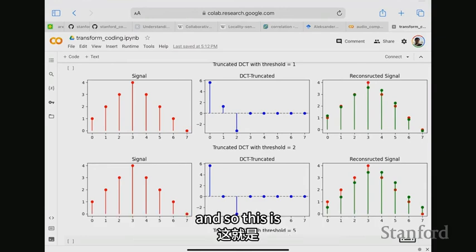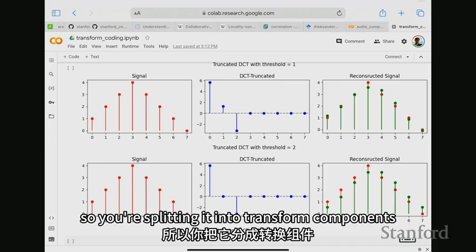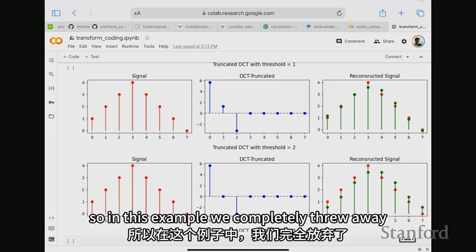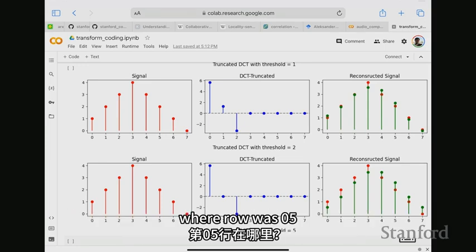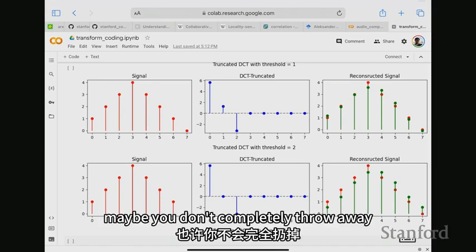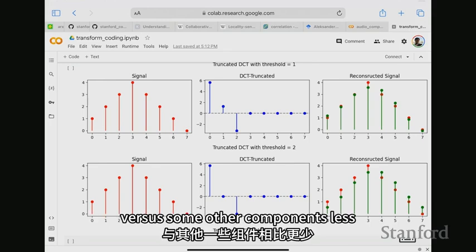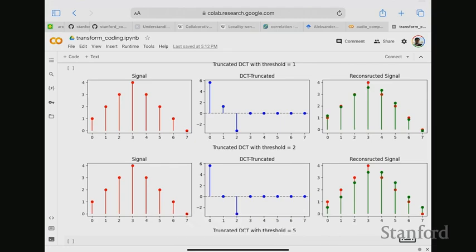And so this is really what DCT does, right? You're splitting it into transform components and you're throwing away some components. So in this example, we completely threw away. But again, like we discussed in the previous example, where rho was 0.5, maybe you don't completely throw away. Maybe you compress some components more versus some other components less, and that's very common in a lot of practical transforms.